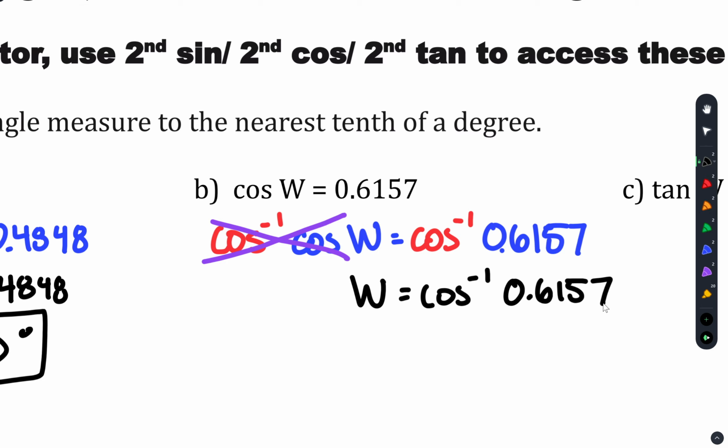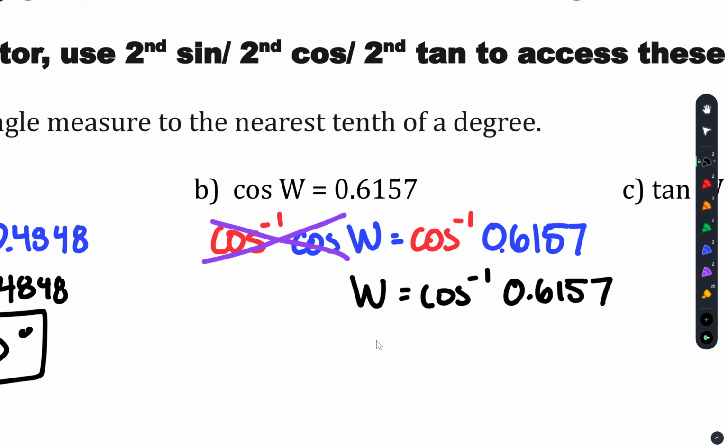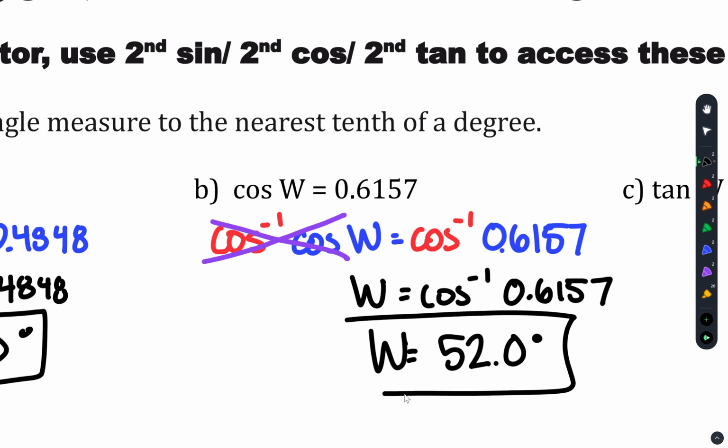Again, I'm just going to hit second and then the regular old cosine button, but now it should have a cosine -1. 0.6157. And I got about 52. Our answer should be in degrees.